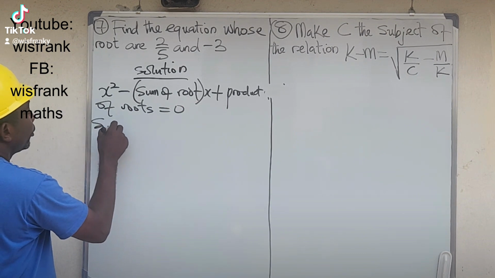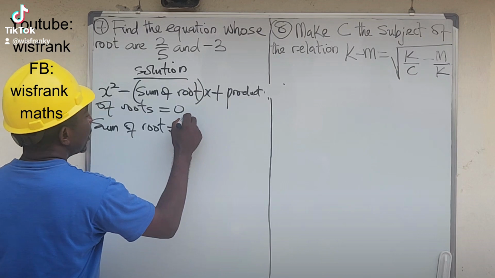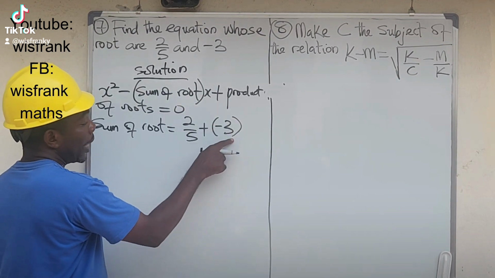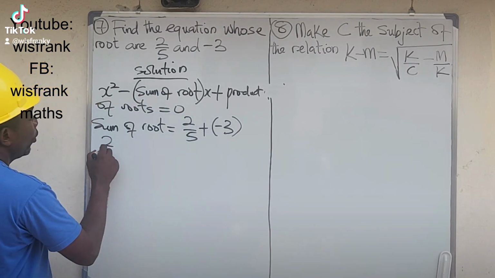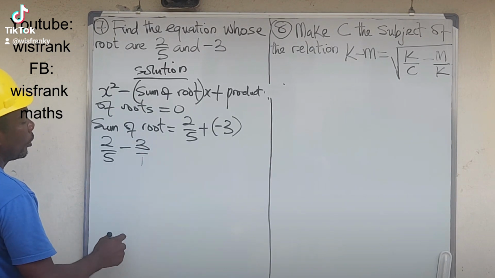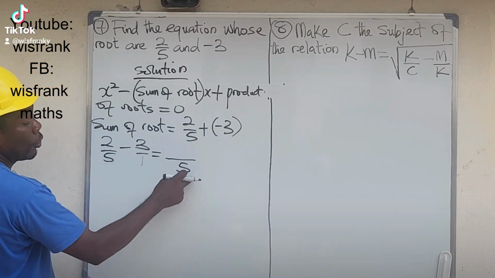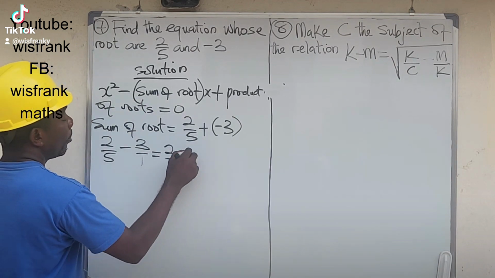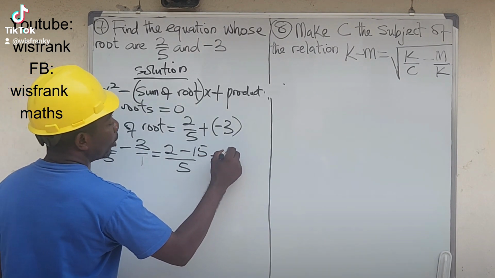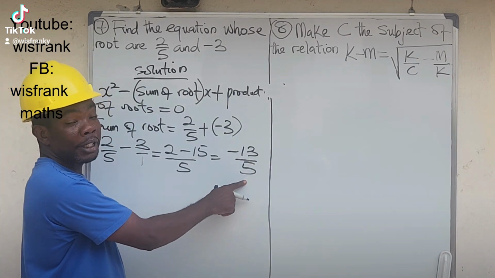So the sum of the roots equals, the roots are 2 over 5 and minus 3, which is 2 over 5 plus minus 3. We are to add this. Adding this becomes 2 over 5 minus 3. Minus 3 is the same thing as minus 3 all over 1. Looking for the LCM here is 5. So 5 goes into 5 once, 1 times 2 we have 2, minus 5 times 3, we have 15. So this becomes minus 13 all over 5. This is the sum of the roots, which is minus 13 all over 5.